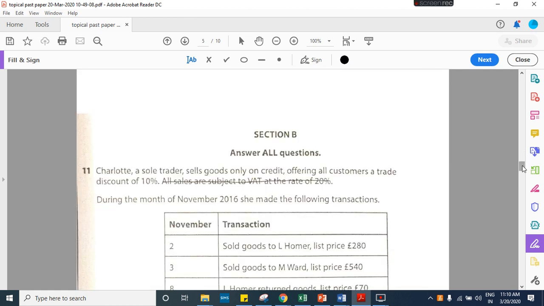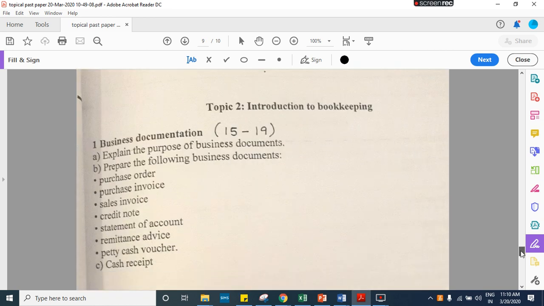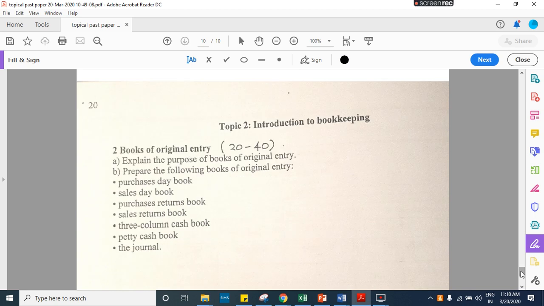Right. Now we are moving to the second part of this section. Topic: Introduction to Bookkeeping, page number 20 to 40, Books of Original Entry. The curriculum expectation is to explain the purpose of Books of Original Entry. Prepare the following Books of Original Entry: Purchaser's Daybook, Sales Daybook, Purchaser's Returns Daybook, Sales Returns Daybook, 3-column cash book, petty cash book, and journal.